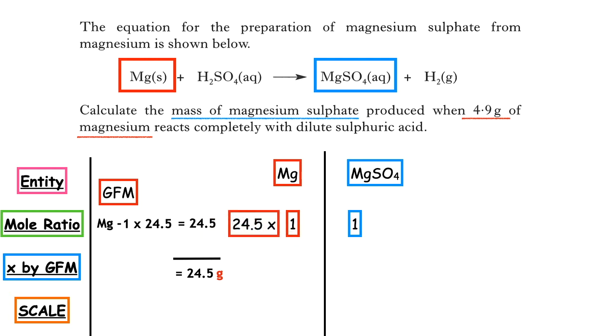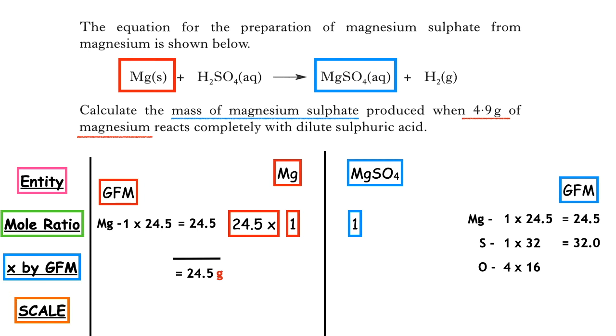On the other side, how many magnesiums do we have inside the box? We've got 1 multiplied by the relative atomic mass, which is 24.5. 1 times 24.5 equals 24.5. Sulfur, how many do we have inside the box? We've got 1 multiplied by the relative atomic mass, which is 32. 1 times 32 equals 32.